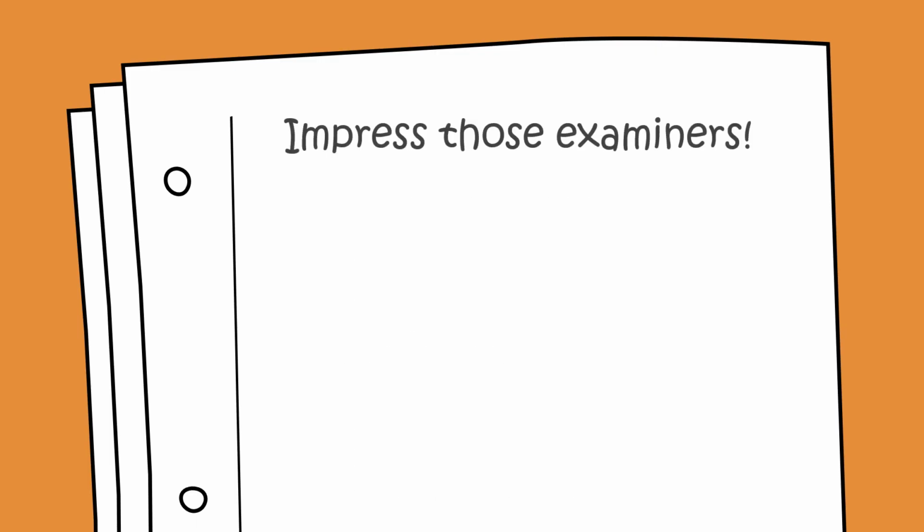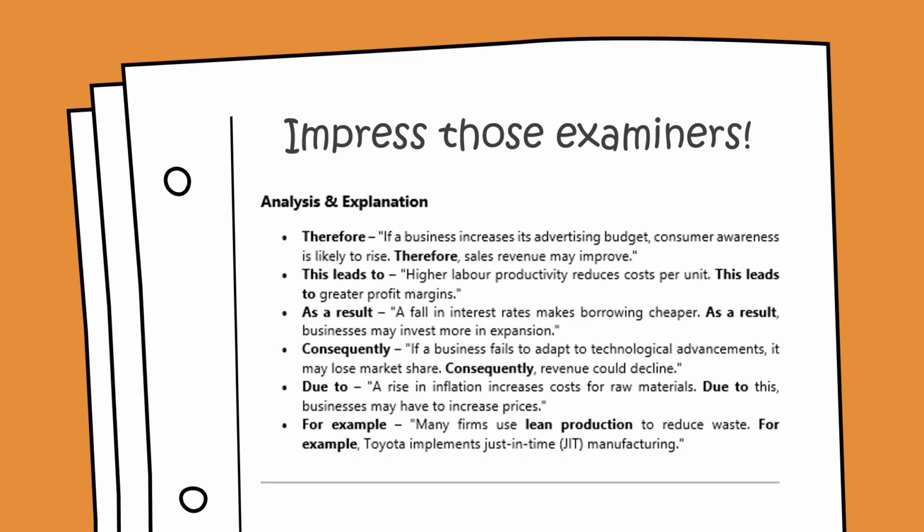Okay, so continuing with impressing those examiners, there's some of those words from the previous slide actually put into practice, with examples of how you could use that in one of your answers. So let's just take the first one. Therefore, commonly used in an answer. If a business increases its advertising budget, consumer awareness is likely to rise. Therefore, sales revenue may improve. So it's an excellent connecting word that allows you to add in that point that you're trying to make to get that extra mark. Have a look at these, they're really useful.